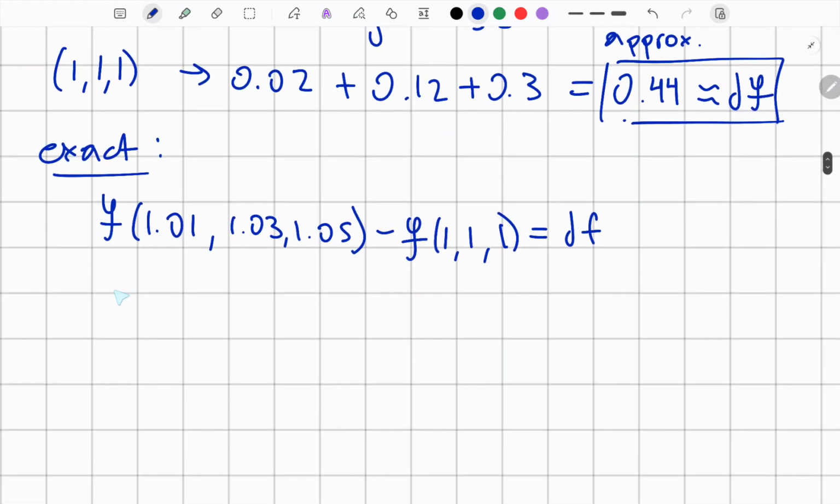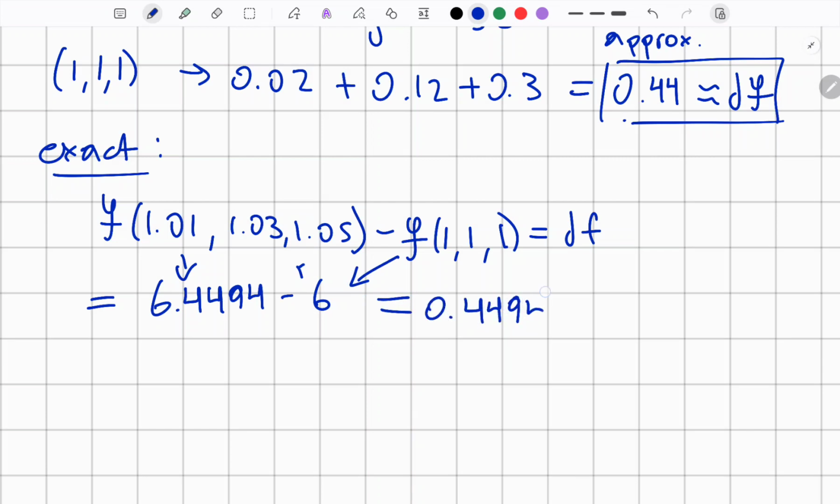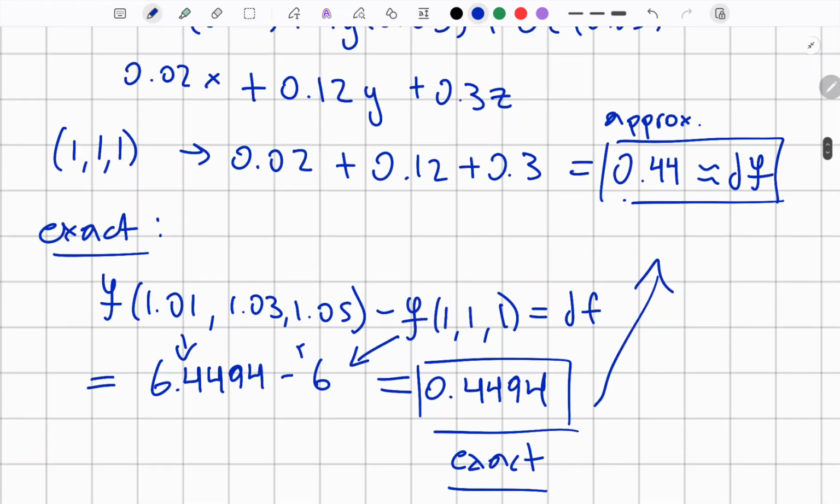Now let's throw this into a calculator and see what we get. And this gets 6.4494 minus 6. The 6 is coming from our function at 1, 1, 1. And this gets 0.4494. So you can see that the approximation was not very far off, and for a sufficiently small change, it would be even closer.